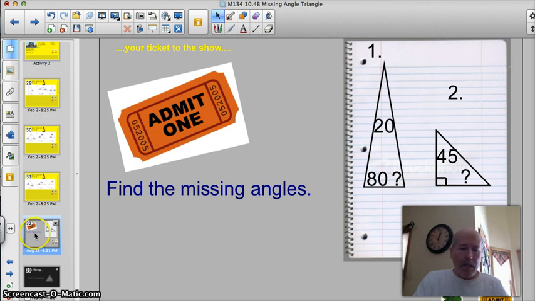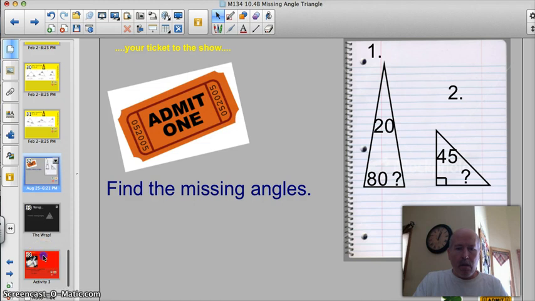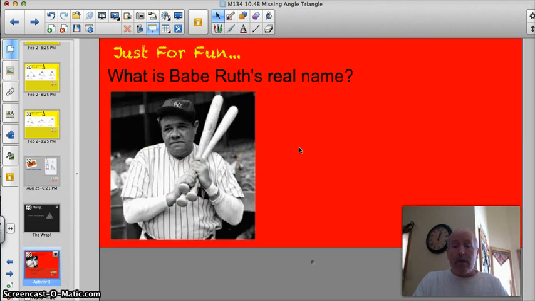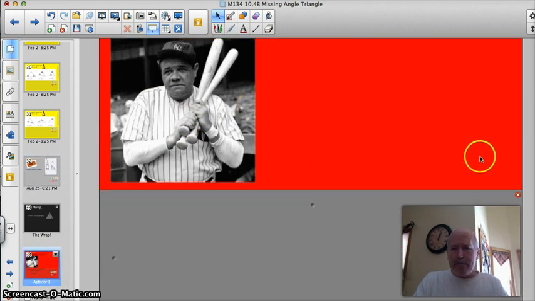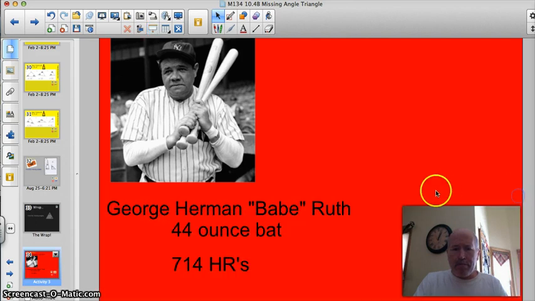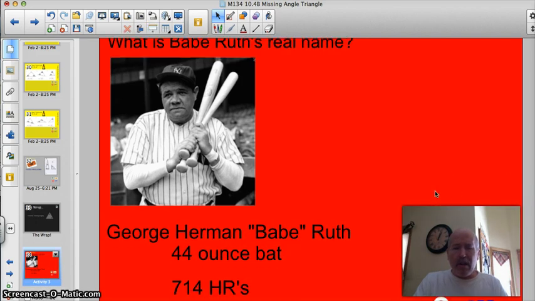All right, let's get to the ticket to the show. Sorry, the trivia question. What's Babe Ruth's real name? His name is George Herman Ruth. He had 714 home runs.